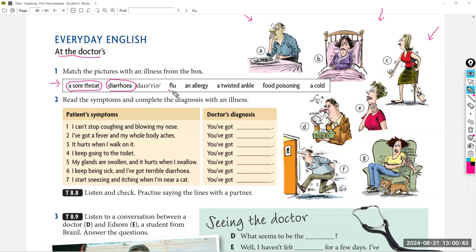Okay, the third disease is flu. Keep in mind, guys, that flu comes from the word which is fluenza. So can you match flu with the pictures that we have? Okay, the next disease is an allergy. So an allergy. Now, can you please match it with the correct disease or picture that we have?